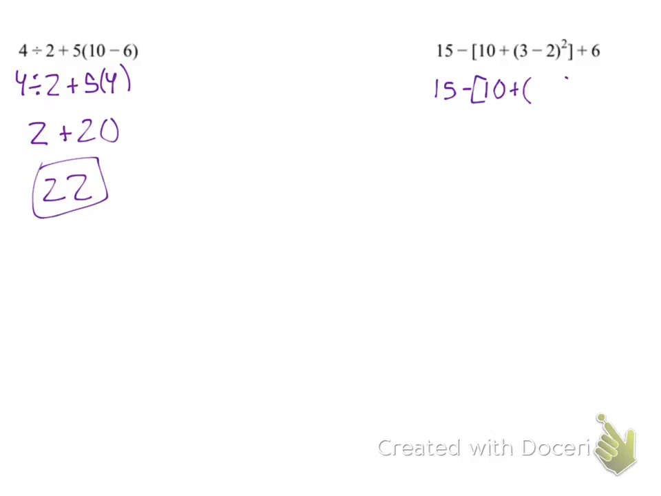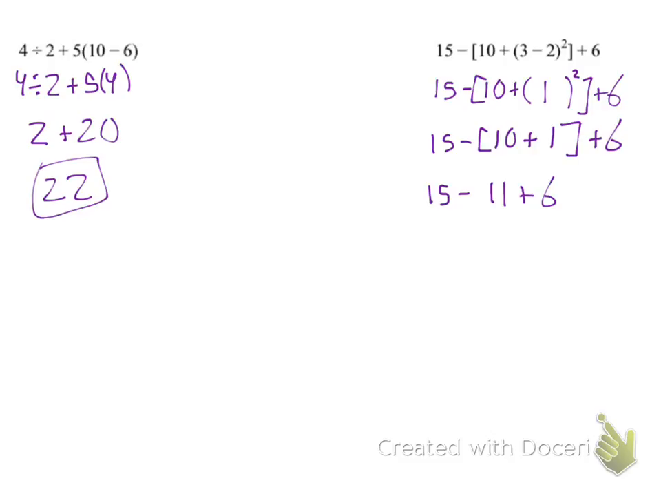So, I'm going to leave the square on the outside here and just say, what's 3 minus 2? 1. And now, working my way out again, 10, whoop, that's 1 squared. 1 squared is 1. And then, what's 10 plus 1? What's 10 plus 1, guys? 11. And again, working left to right, these things go very quickly. 15 minus 11. That would be 4. 4 plus 6 equals 10.